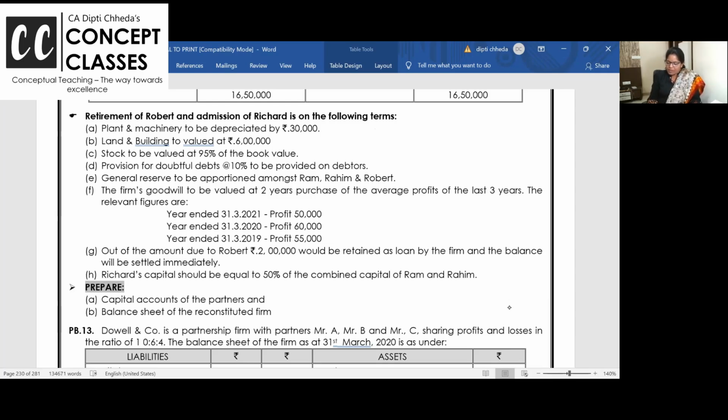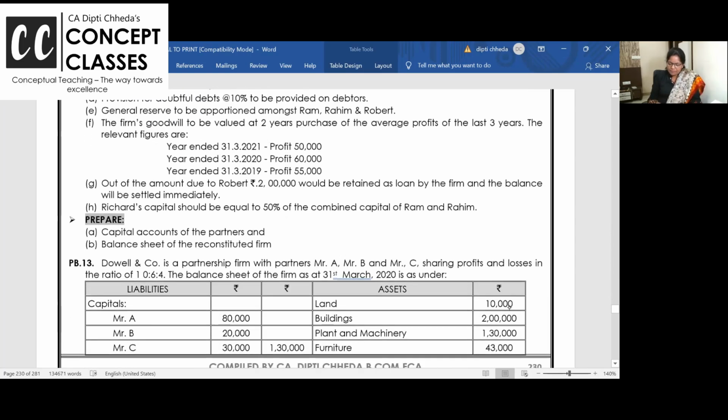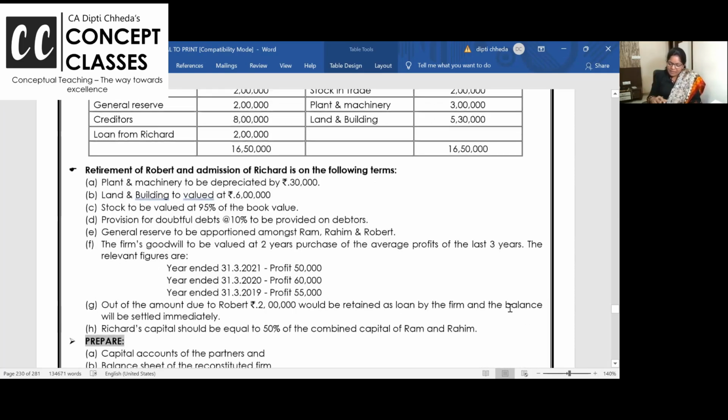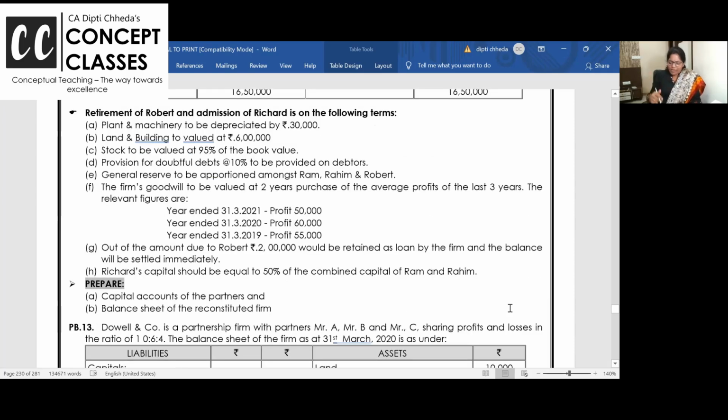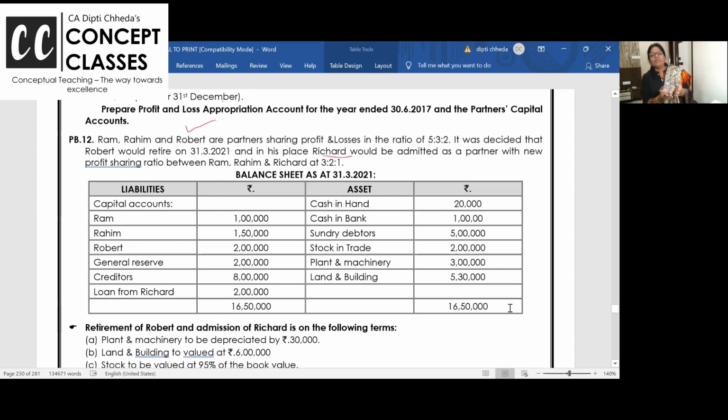Richard's capital should be equal to 50% of the combined capital of Ram and Rahim. How much capital Richard is bringing, that they didn't say. So you have to prepare capital account and balance sheet. Now look at this, exactly I'm saying, exam ka problem hai. Now already partners' capital account, one is coming, one going, and balance sheet. This is the trick. So what is missing in the problem?